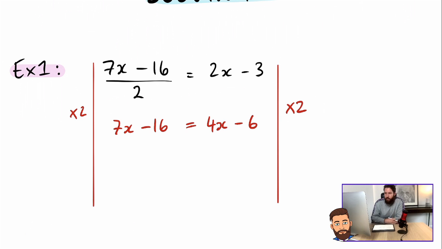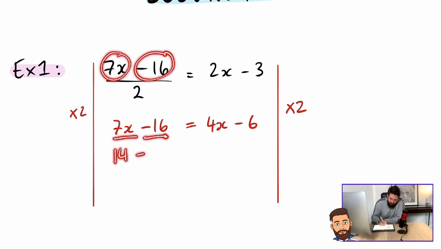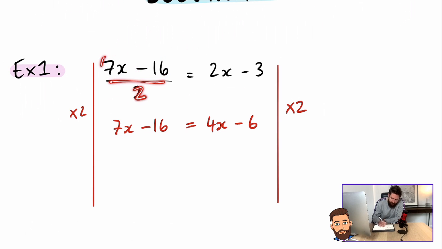Now, a really common mistake that students make is they know that they have to times by 2, and then they double these two terms here. So they would have 14x minus 32. That's wrong. Once you multiply this by 2, you are effectively cancelling that 2. You don't have to multiply any of this by 2. So don't fall into that mistake that many students do.